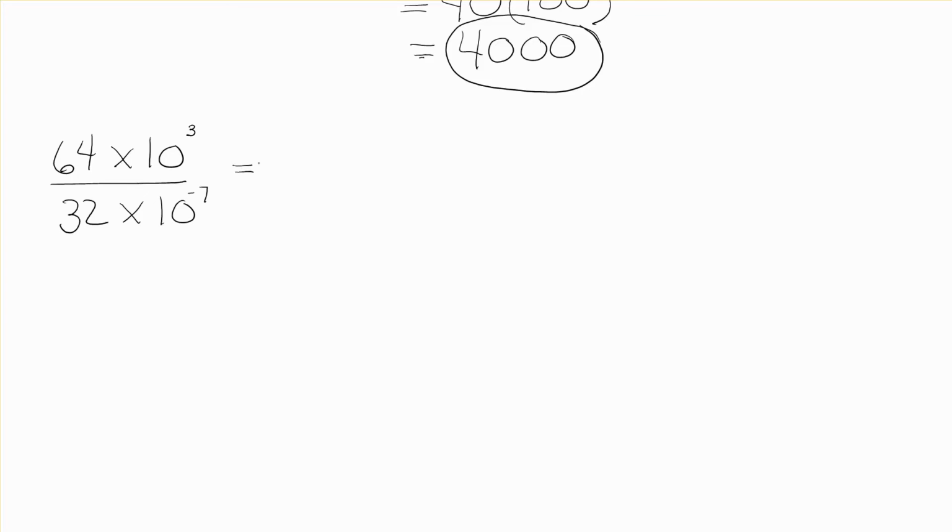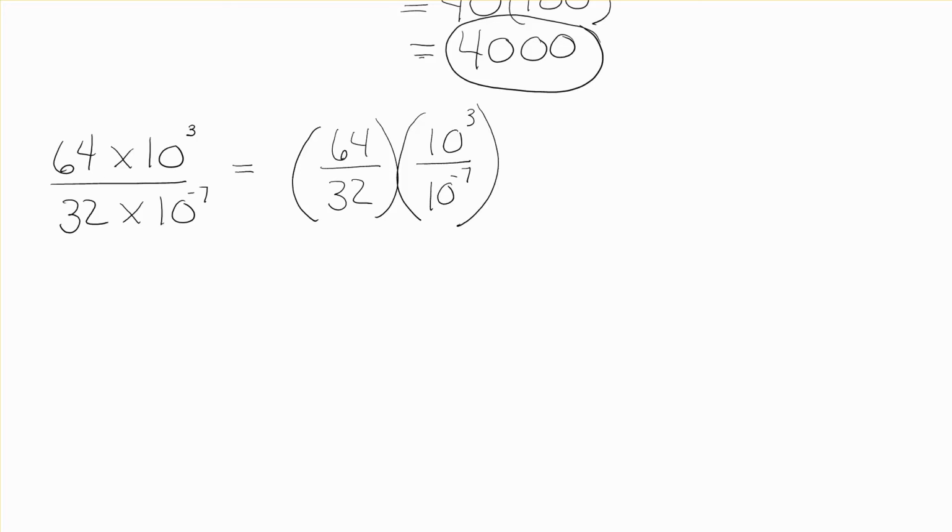Last thing we're going to do is this division. And we're going to work it like a regular problem. We're going to take our numbers, 64 over 32, and we'll divide those. And then we're going to group our powers of 10 and divide those by subtracting their exponents. 64 divided by 32 is 2. And then we're multiplying that by, since our bases are the same, we subtract their exponents. So it'll be 10 raised to the 3 minus a negative 7, which gives us 2 times 10 to the 10th power.